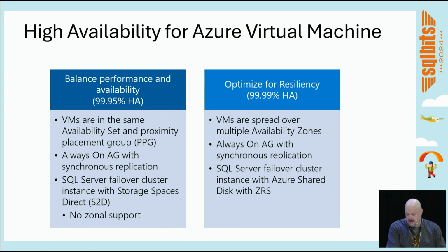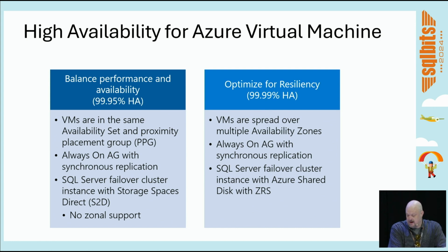Now, if it's not as available, there may be some compatibility issues, but if you're doing Always On availability groups with synchronous replication, and you absolutely cannot tolerate latency on the synchronous availability groups, then availability sets is the way to go. Availability sets with proximity placement groups, okay?